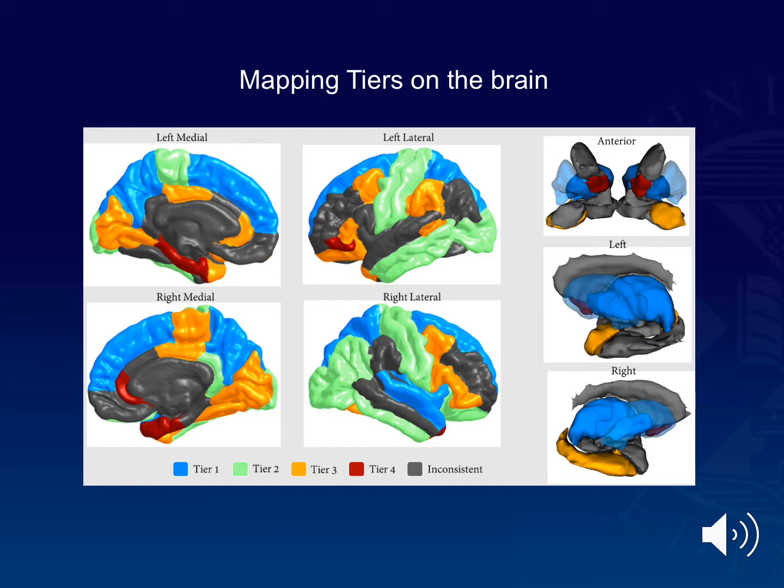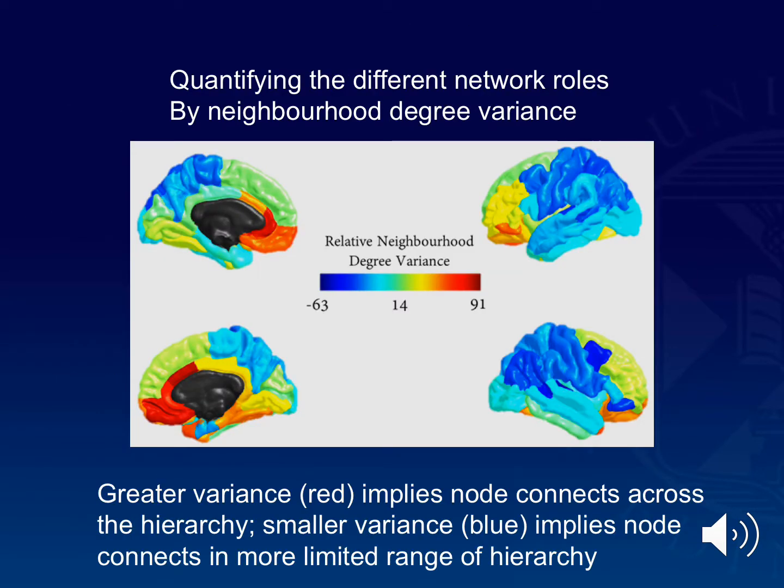And here we've mapped these tiers to the brain. We've got the cognitive related tier in blue, the sensory related tier in green, the cognitive sensory integration in orange, and the memory and emotion in the red range. So this is what it looks like on the map, where the red implies, relative to our configuration models, that the node connects across the hierarchy. There's a much greater variance than the configuration model, and the small variance implies that the node has a much more limited range of the connections that it establishes in the brain network.